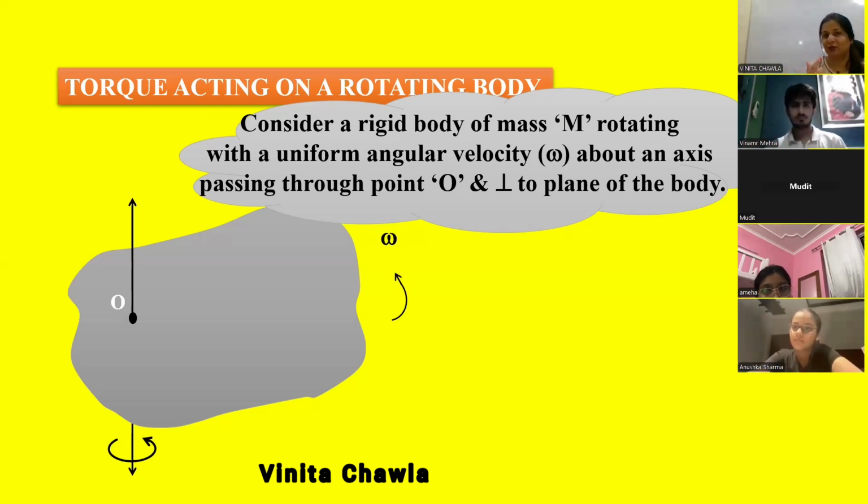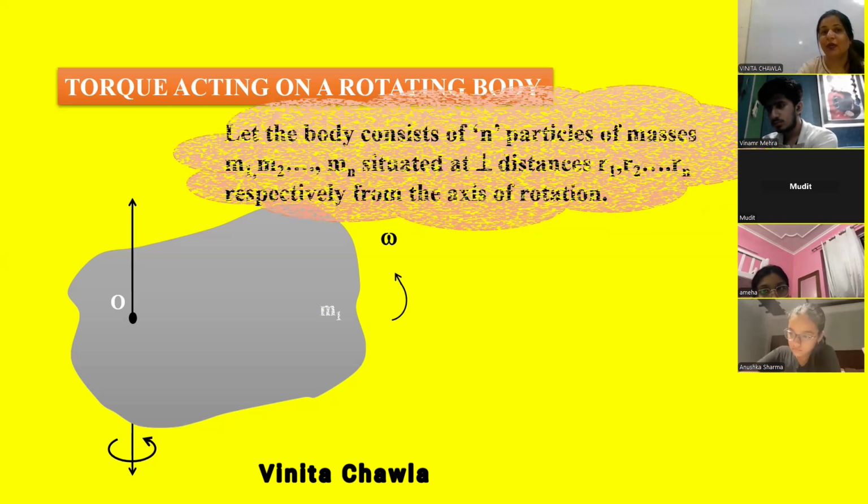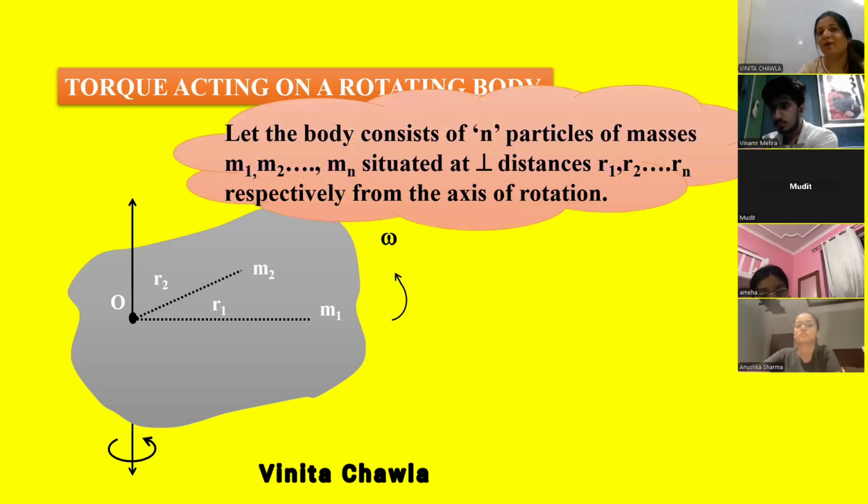So this object, this body, we have a rigid body, right? Rigid body means it has a definite shape, definite size, interparticle distance remains same, right? Fixed. तो इसको हम रोटेट कर रहे हैं with angular velocity omega about this point O. So this arrow, this line represents the axis of rotation. Okay, so let this body consist of n number of particles of masses m1, m2, m3 and mn, and they are situated at perpendicular distances r1, r2, r3 to rn respectively from the axis of rotation.